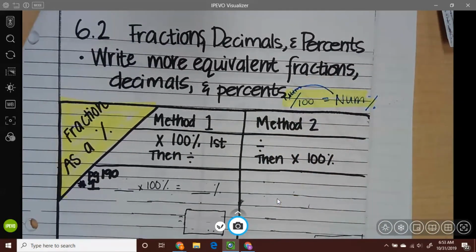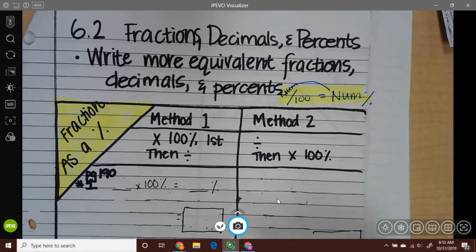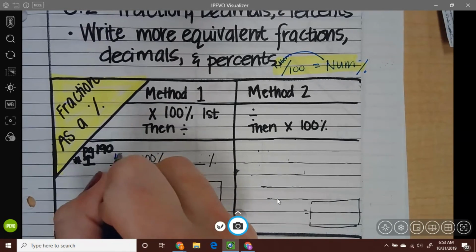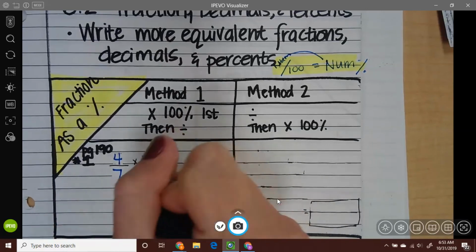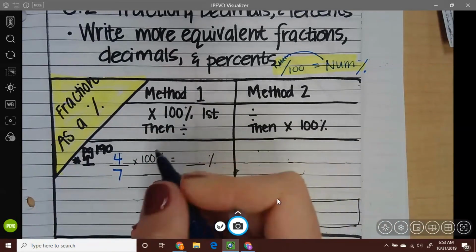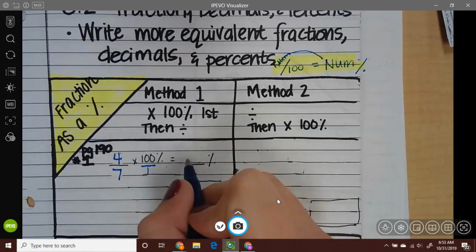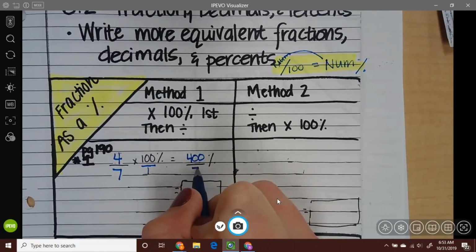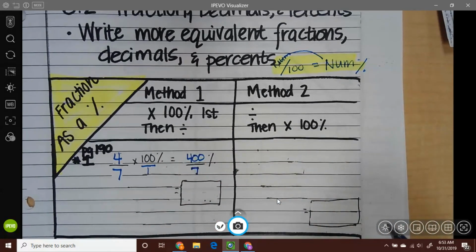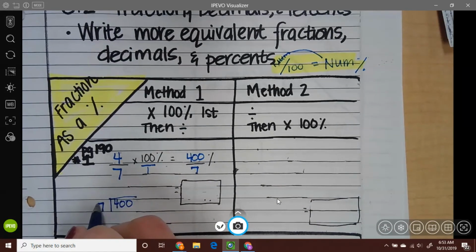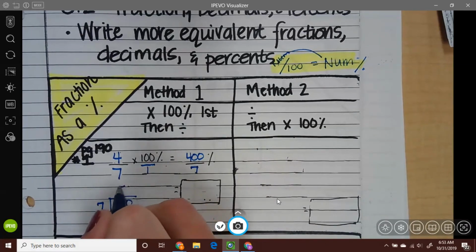So essentially, you could get the fraction to a number out of 100, or you can use one of these methods. So page 190, number 1, we have 4/7, and I can multiply it times 100%, which is essentially the same as multiplying it times the fraction 100 over 1. So that would be 400 over 7, and then I would change it to a mixed number, which would be dividing 400 by 7. Do it on your calculator if you'd like.